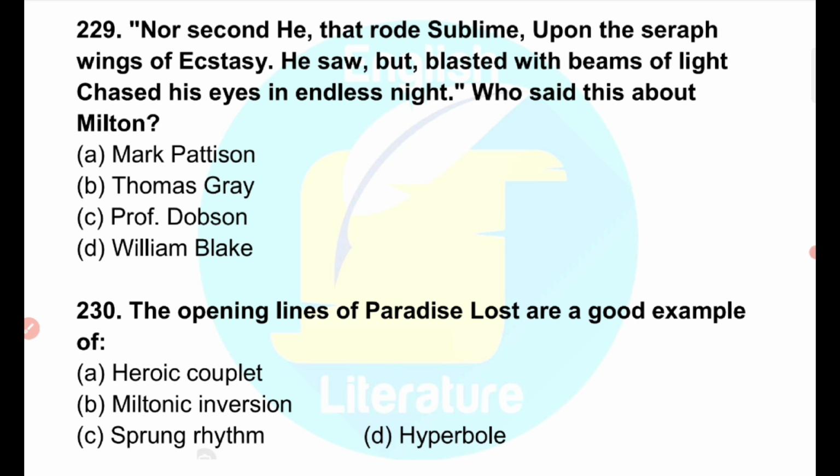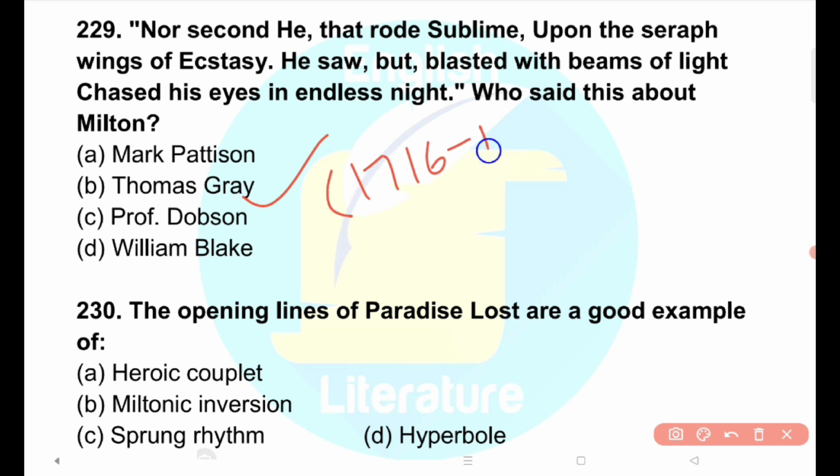"Nor second he that rode sublime upon the seraph wings of ecstasy, he saw, but blasted with excess of light, closed his eyes in endless night." Who said this about Milton? Option B, Thomas Gray, 1716 to 1771, wrote these lines in The Progress of Poesy. He compares Milton to a prophet blinded by divine vision, referring to his blindness.